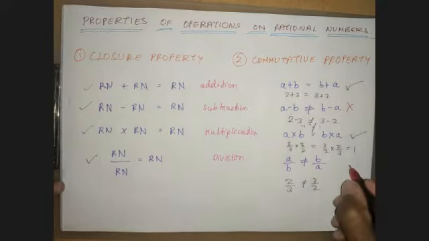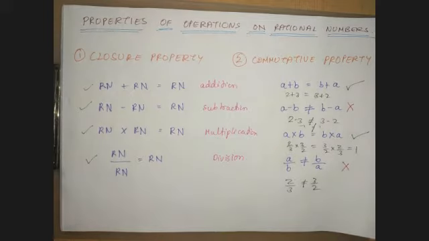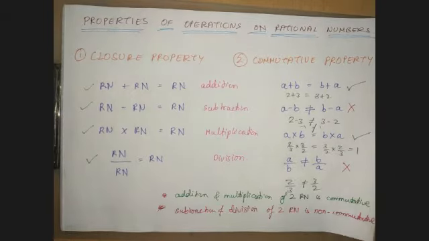Subtraction and division are not commutative in rational numbers. Conclude that addition and multiplication of two rational numbers are commutative, but subtraction and division of two rational numbers are not commutative.